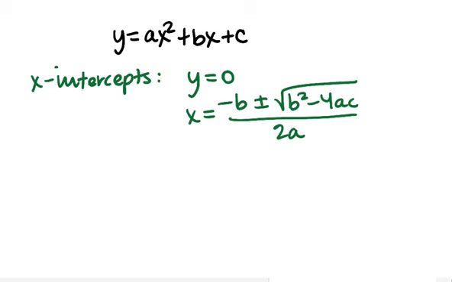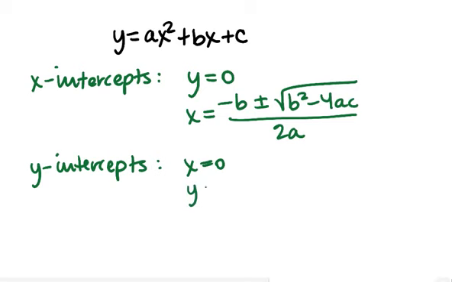And then the y-intercepts are easy. They're really easy to find. To find the y-intercepts, well, that's where x equals 0. And if we plug in x equals 0, you'll see that the a will be multiplied by 0, and the b will also be multiplied by 0. So I'll have 0 plus 0 plus c. And so the y-intercept is y equals c. So that constant number on the outside is the y-intercept.